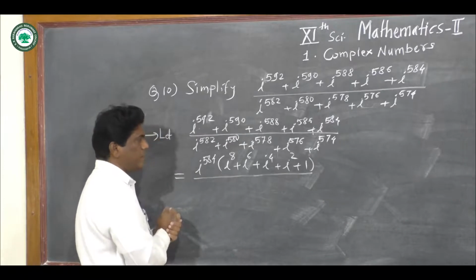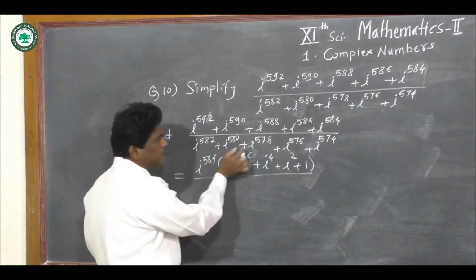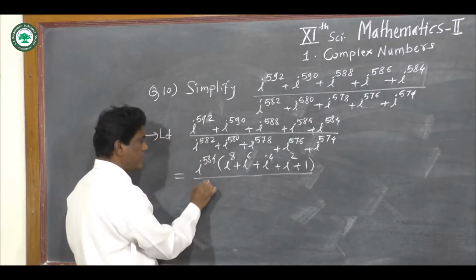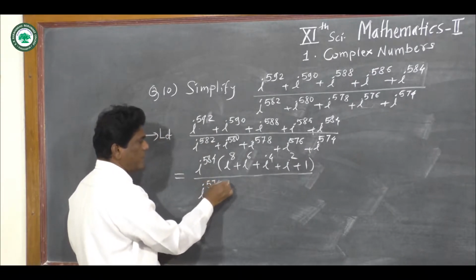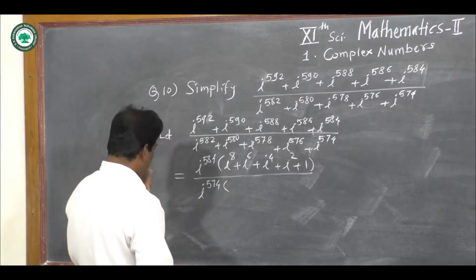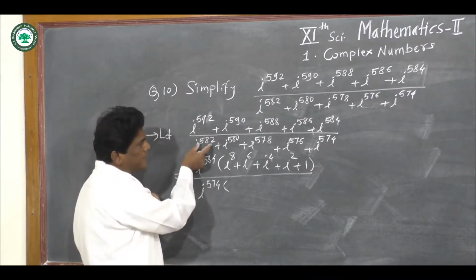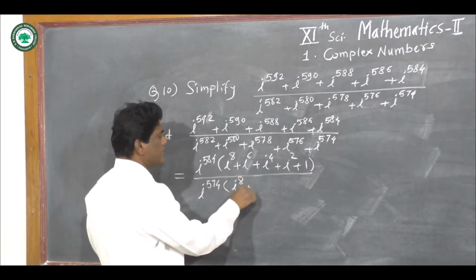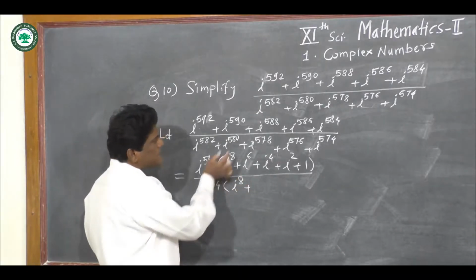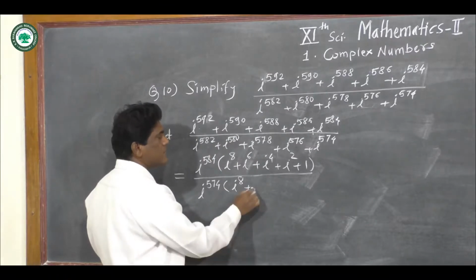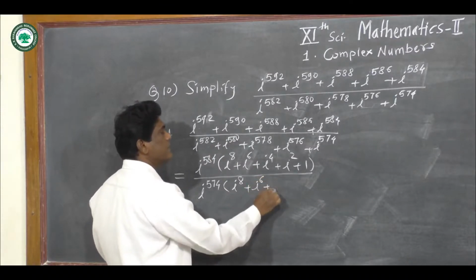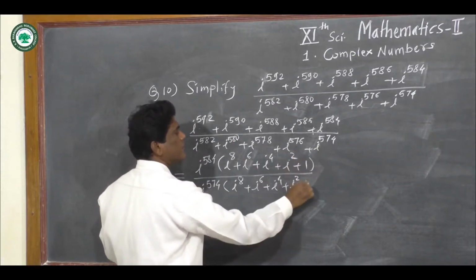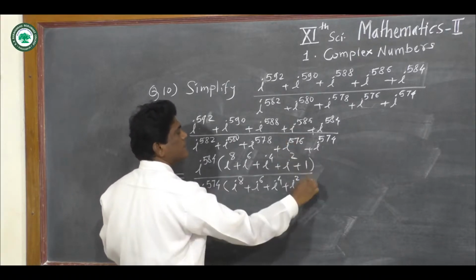Similarly, in the denominator, take the lowest power of i, that is i^574, common. In the bracket, 574 plus 8 is 582, so it is i^8, and 574 plus 6 is 580, so it is i^6. Similarly i^4, i^2, and lastly 1, because we take this as common.